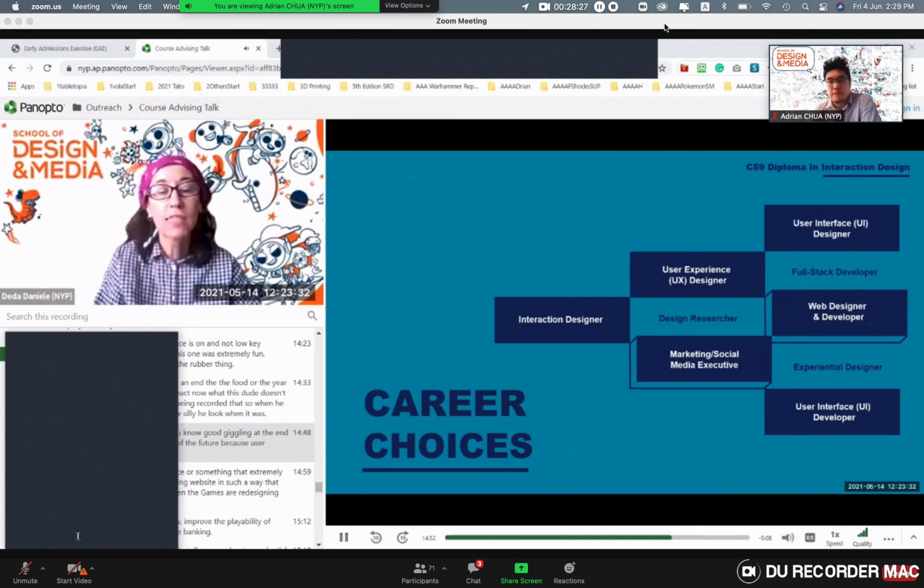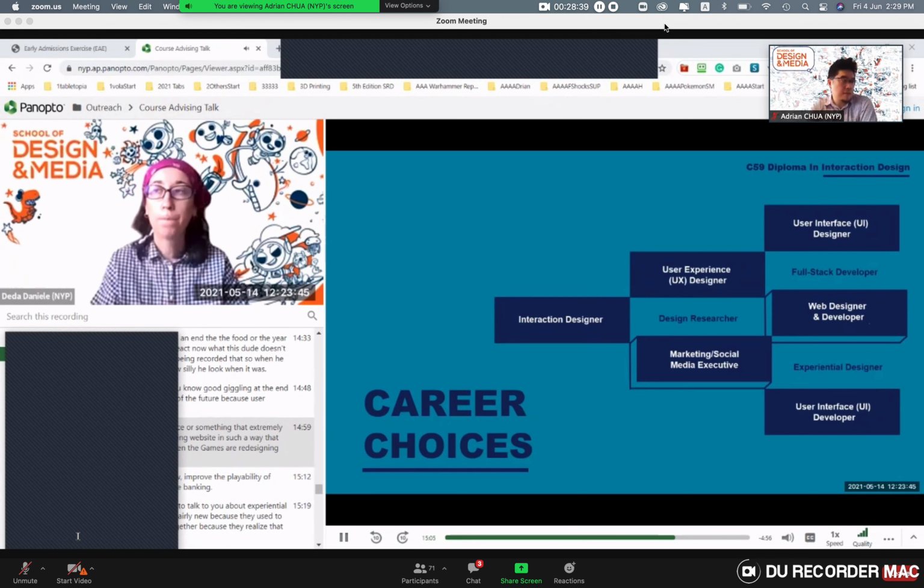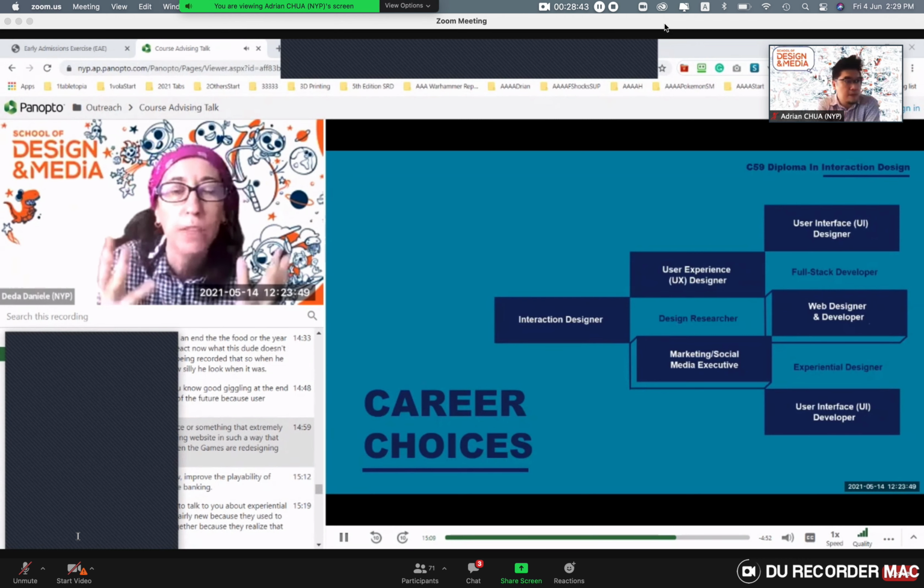All right, now this is another job of the future because user experience and user interface are something that are extremely important. Everybody is redesigning websites in such a way that they become extremely useful, but even games are redesigning the interface to improve the playability of everything.